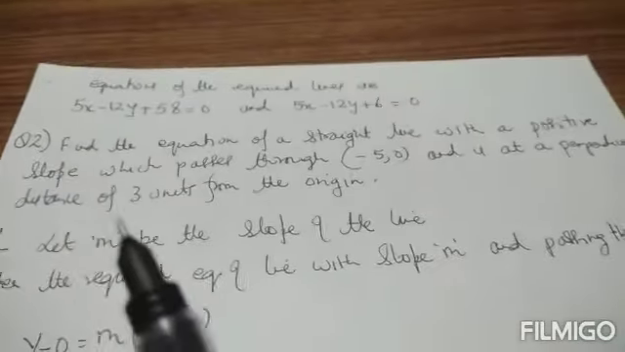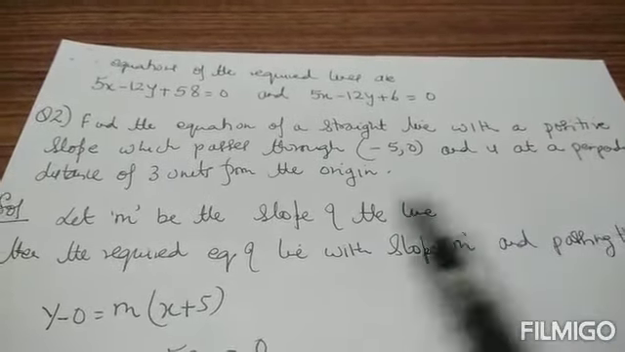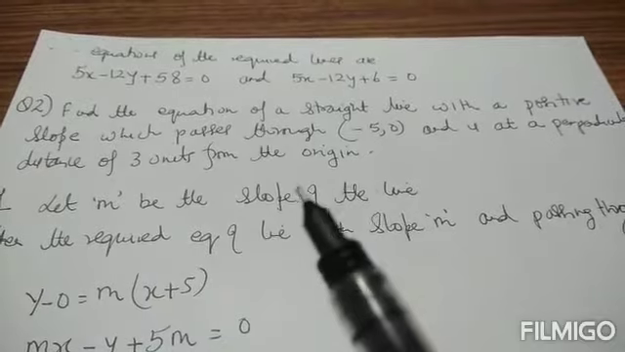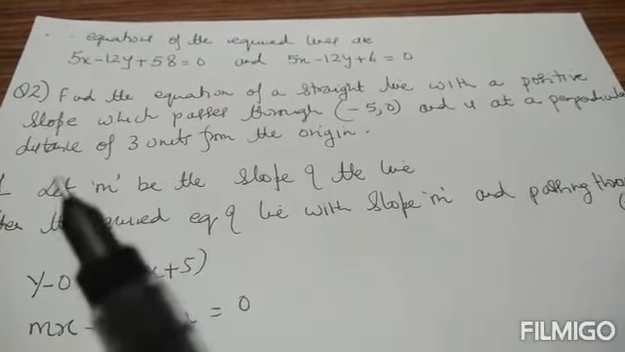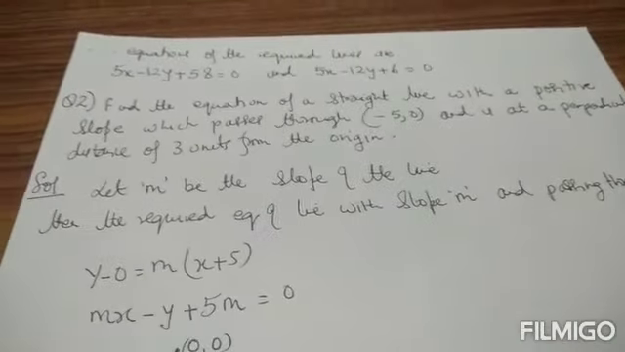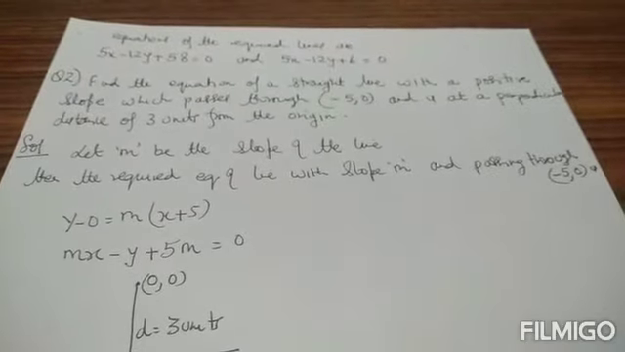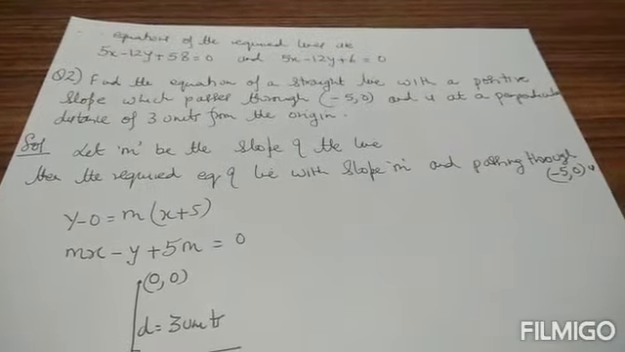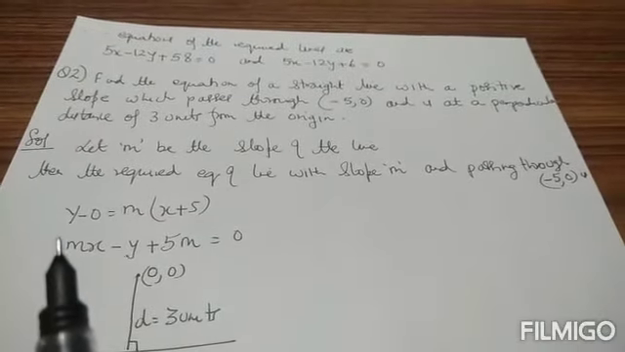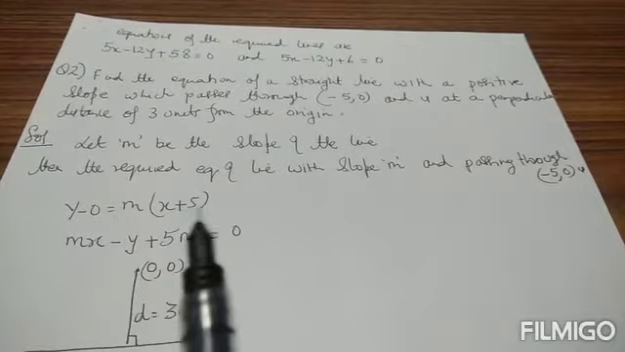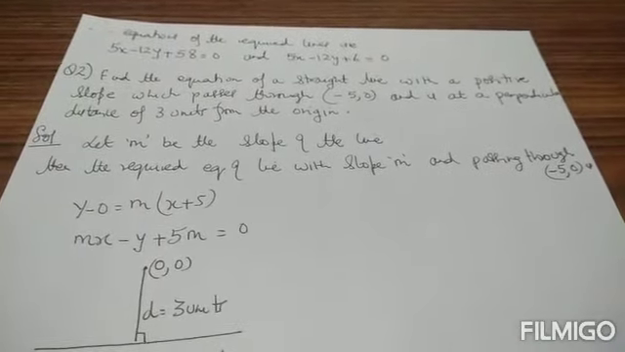Question number 2. Find the equation of a straight line with a positive slope which passes through (-5, 0) and is at a perpendicular distance of 3 units from the origin. Let m be the slope of the line. Then the required equation of the line with slope m and passing through (-5, 0) is y - 0 = m(x + 5), or mx - y + 5m = 0.